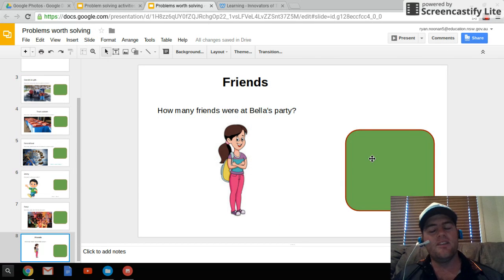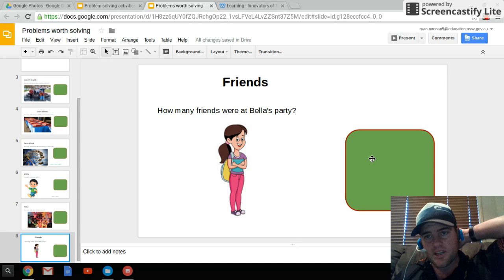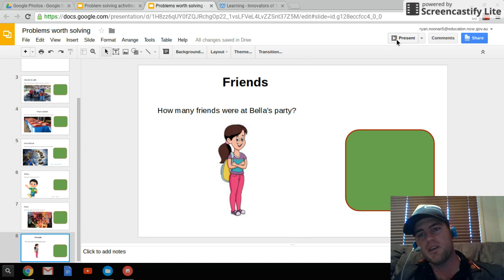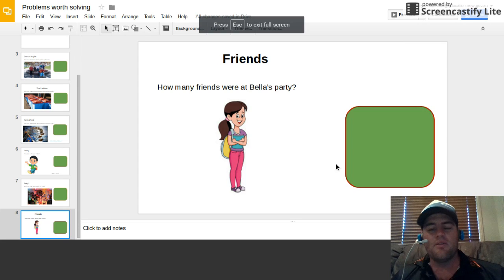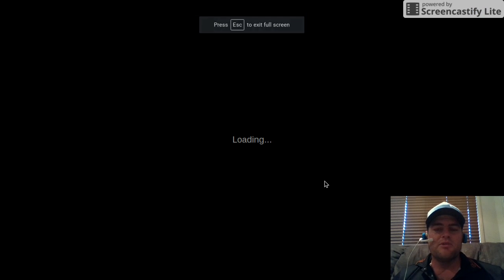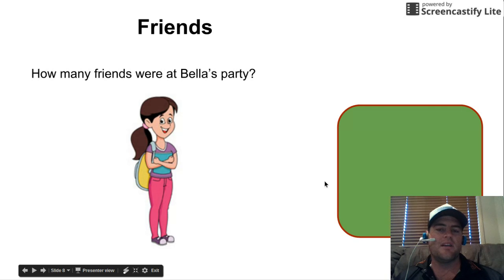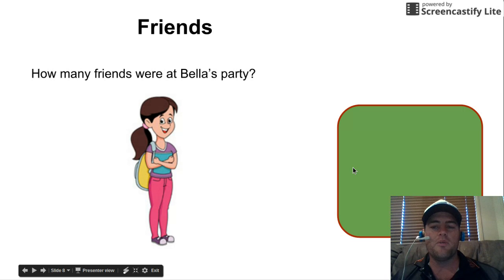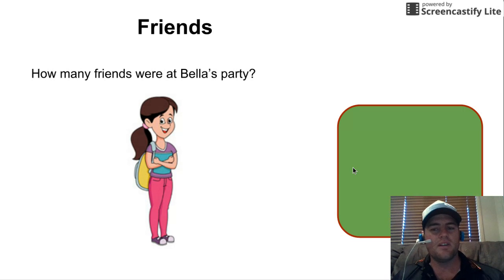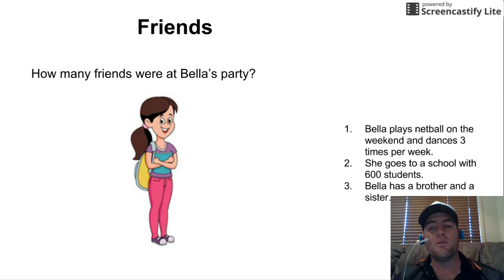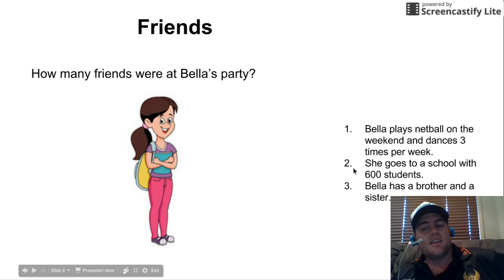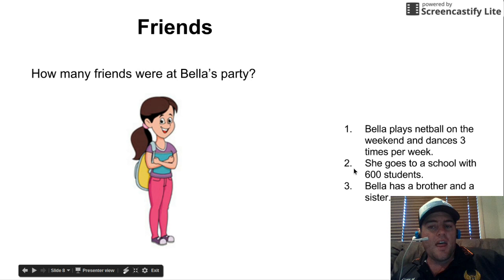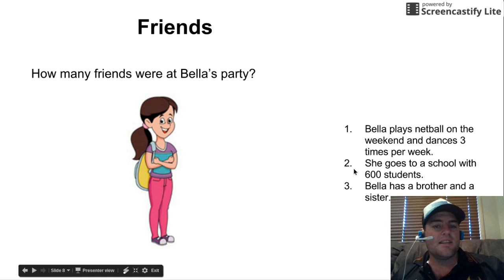Now, I always add in a little bit of extra information so the students have numbers to work with. I'm working with Year 4 students in this case, not high school students, so sometimes they need an extra encouragement just to see a number to help them work with. But you still need to make sure that these are working in ambiguity where the students are forming the problem themselves. So in this case, I've just said she does dancing, she does play netball, she goes to school with 600 students, and she has a brother and a sister.